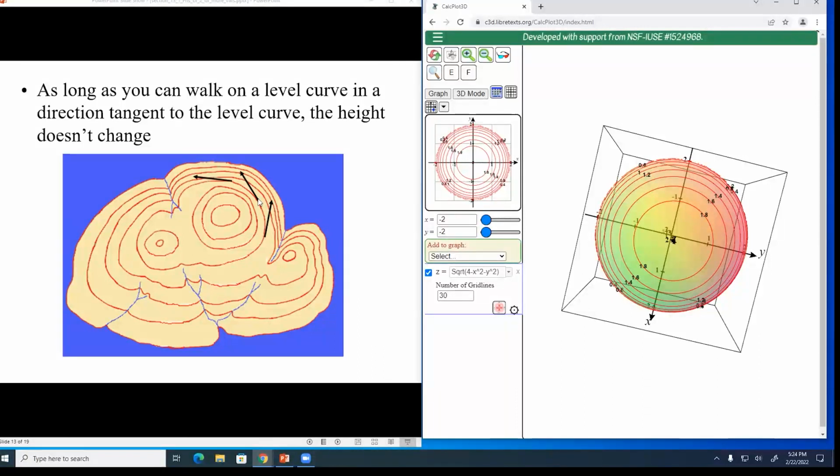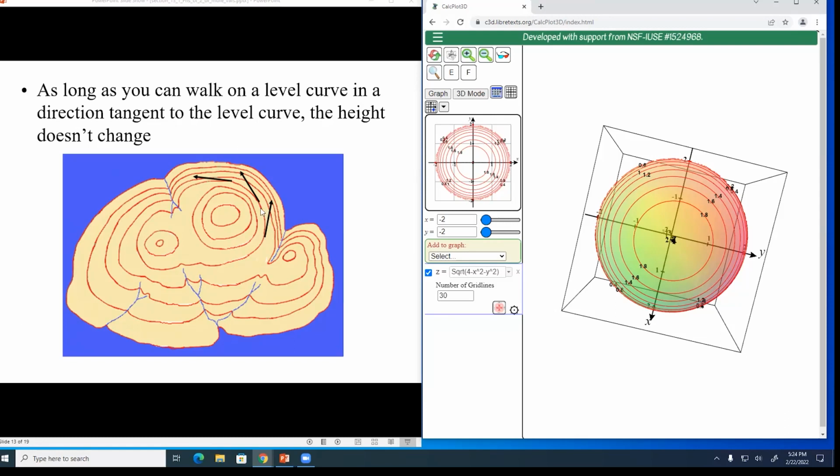Now, if I'm at a point and I want my height to change as quickly as possible, either up or down, what direction do I want to move in? Normal. I want to move normal to the level curve, or perpendicular to the level curve, or orthogonal to the level curve. That concept keeps coming up again and again, right? So important that we have 3 different words for it.